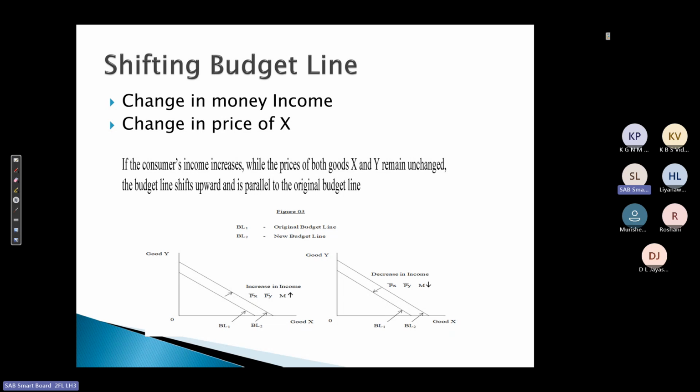money income increases from M0 to M1. So if there is a rise in the money income at a given level of prices, Px and Py constant, the entire budget line shifts to the right. Prices fixed. If the money income decreases, the entire budget line shifts to the left. So prices remain unchanged, only we see a change in the money income. As a result, the position of the budget line can be shifted to the right or to the left. So that is the change in income.